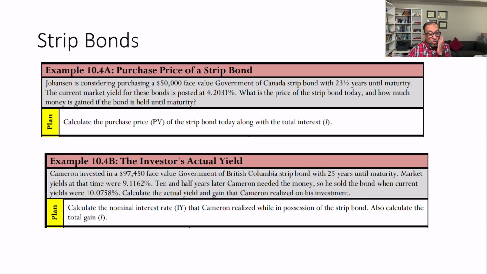The second is Cameron, who invested in $97,450 face value Government of British Columbia strip bonds with a 25-year maturity. The market yield at that time was 9.1162%.